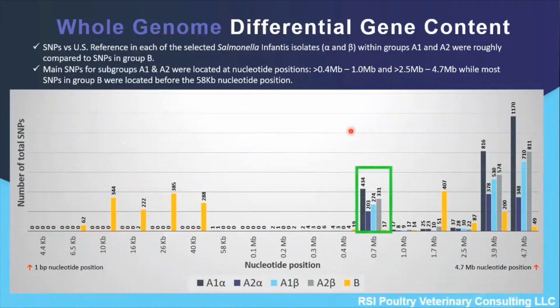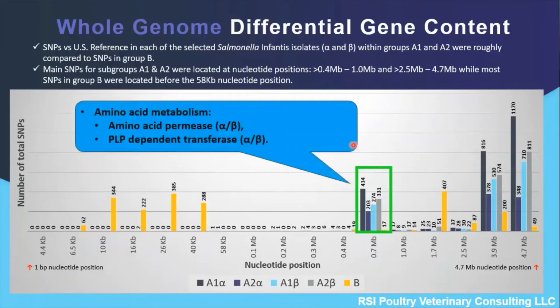The next region is located between the 0.4 and the 1 megabase nucleotide position. In this region, the groups A1 and A2 had mutations in 2 genes participating in amino acid metabolism.